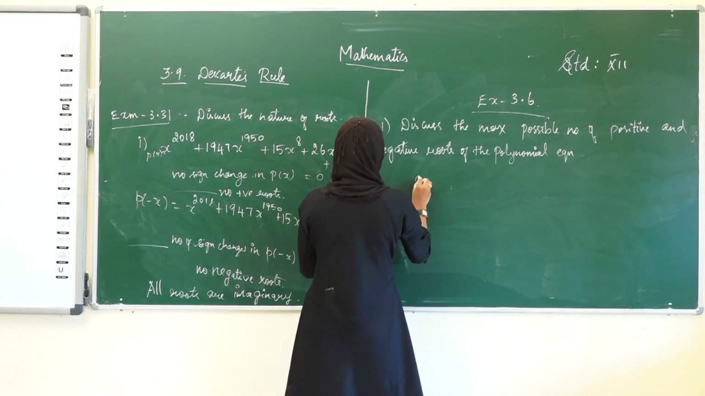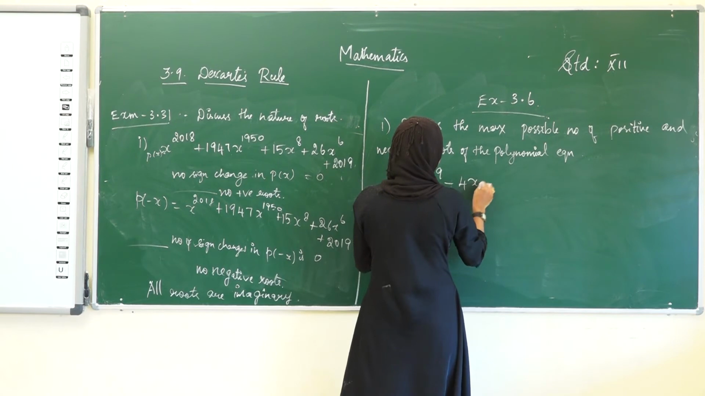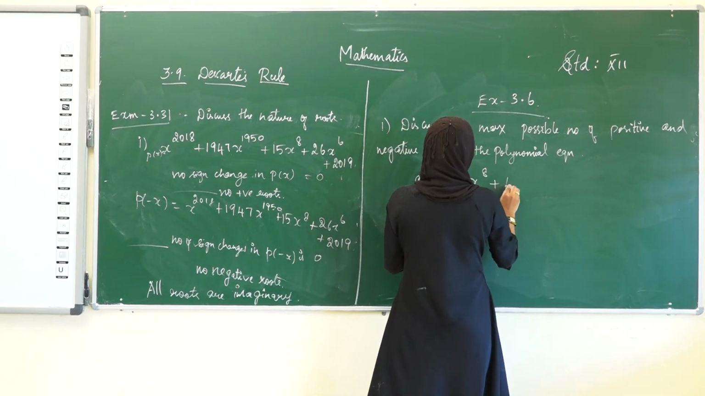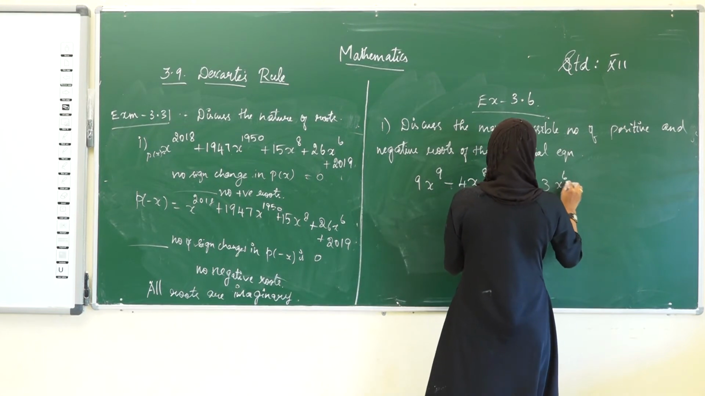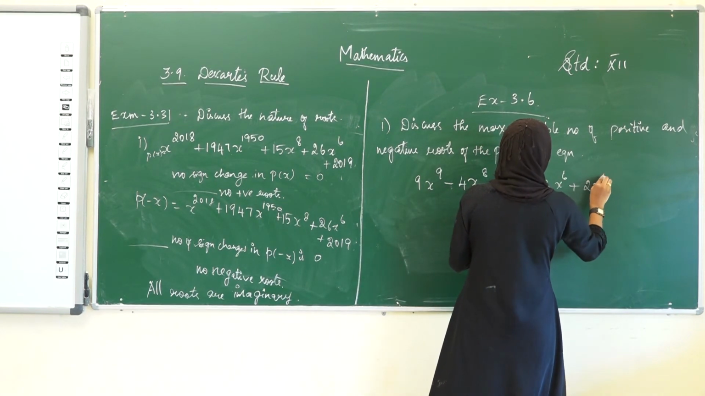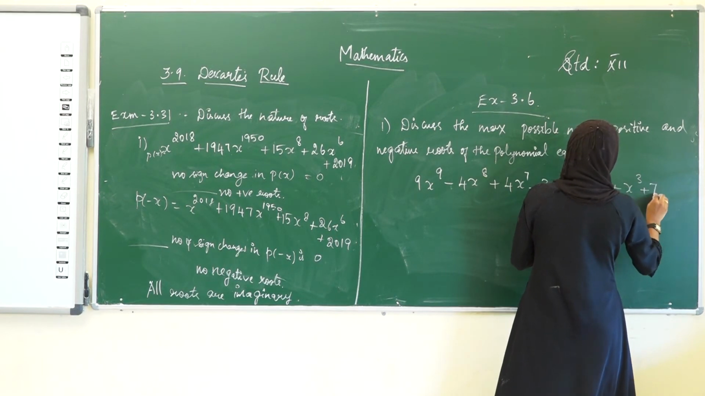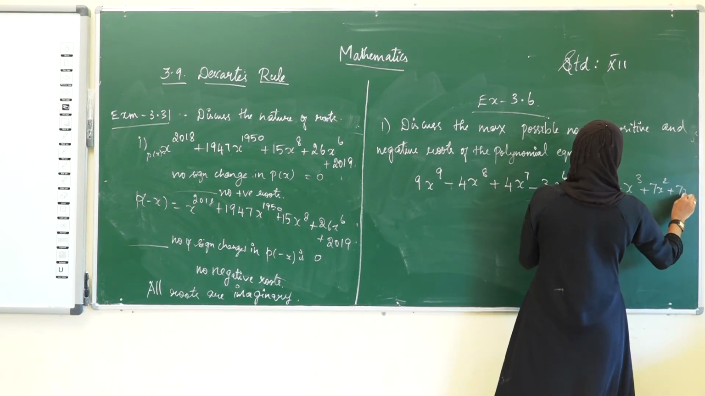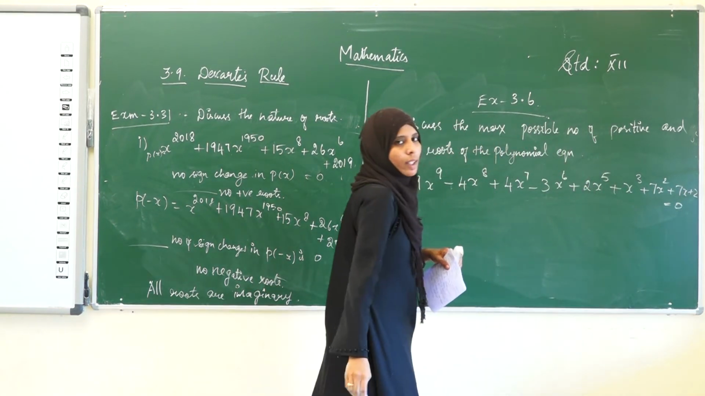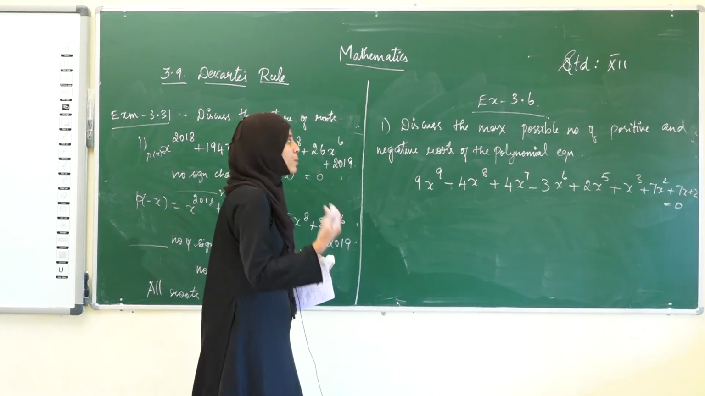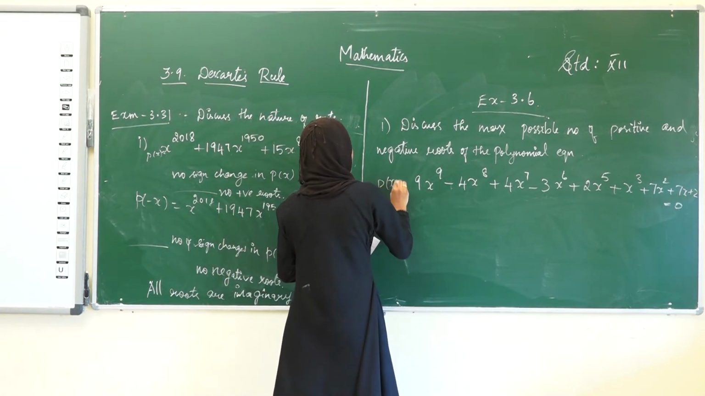Okay, what's the polynomial equation they have given? 9x^9 minus 4x^8 plus 4x^7 minus 3x^6 plus 2x^5 plus x^3 plus 7x^2 plus 7x plus 2 equal to 0. So what do you have to find? We have to find the maximum number of positive roots and the maximum number of negative roots of the given equation. Let us take this as p of x.